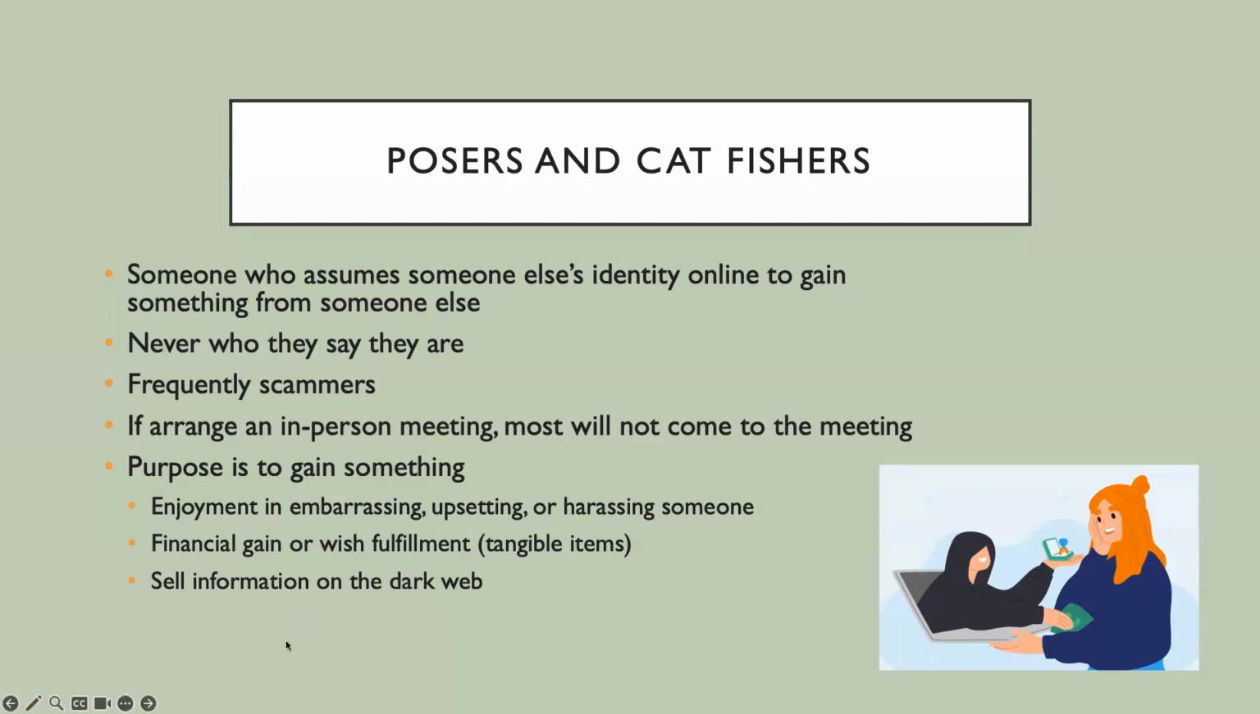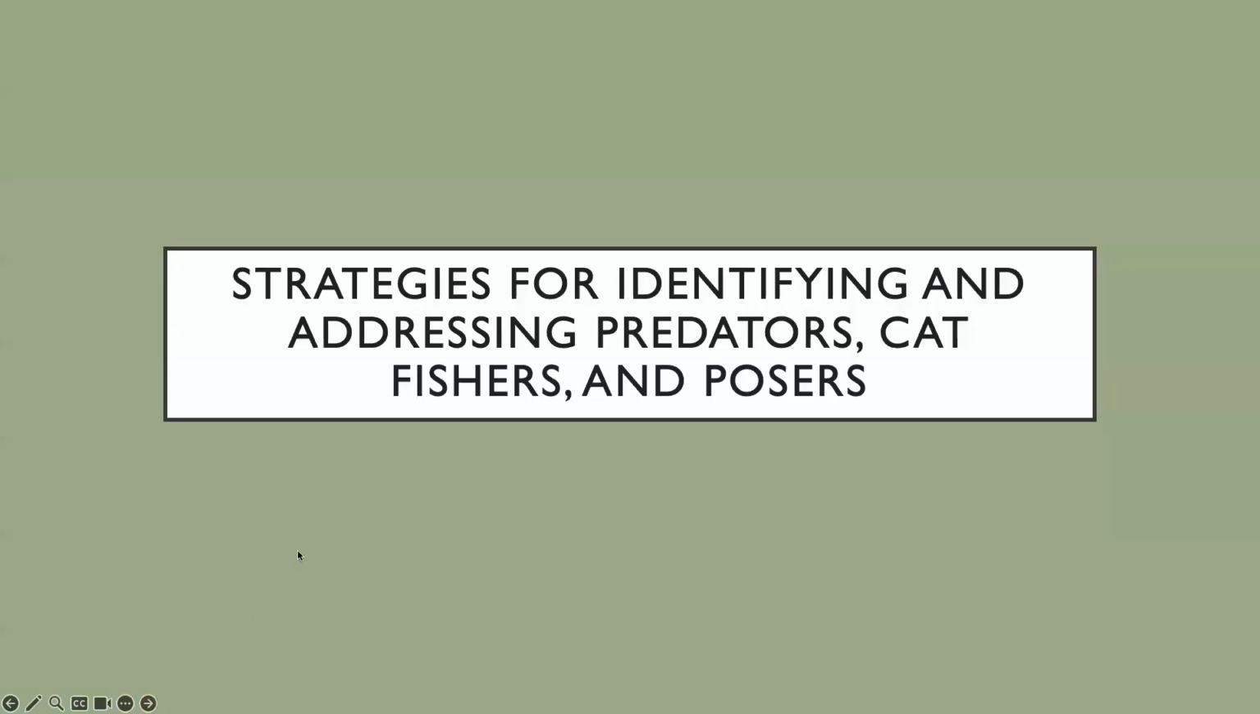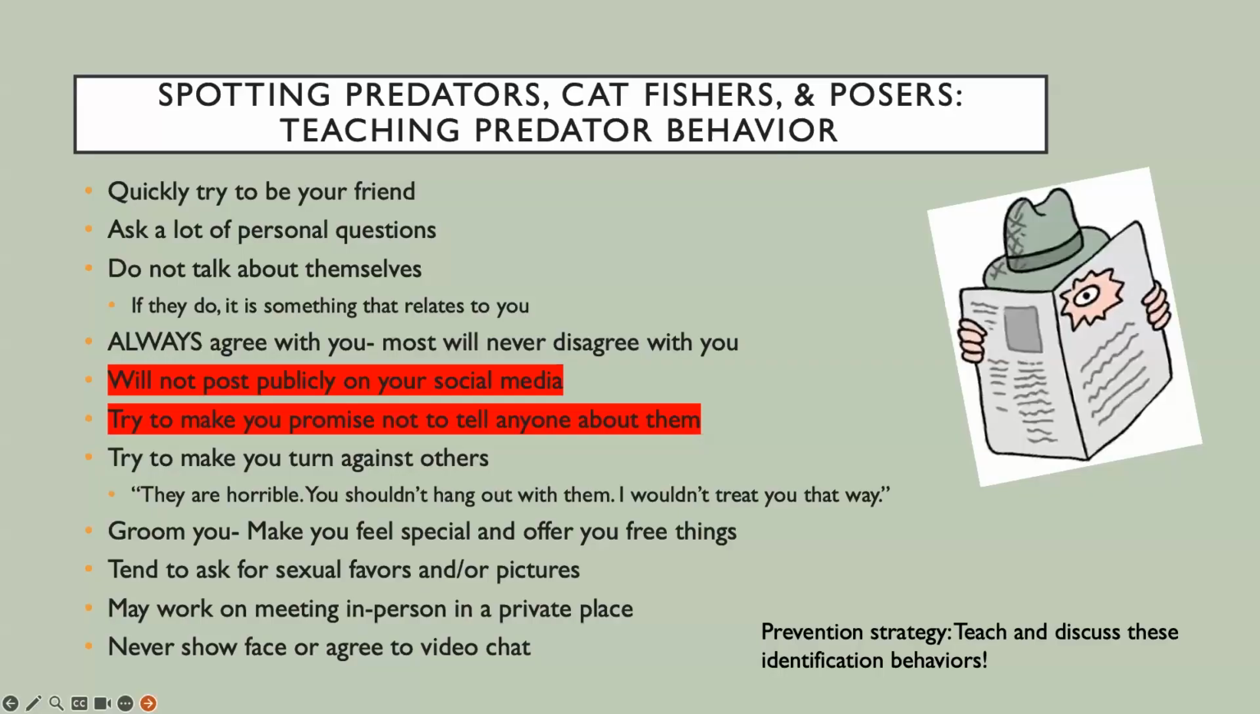Okay, so 3 different kinds of things. They all fall into this predatory net of people online that are trying to commit some kind of crime or gain something from you. Okay, so how do we address these? How do we identify the behaviors of these people? And how do we teach what this is and prevent this from happening?